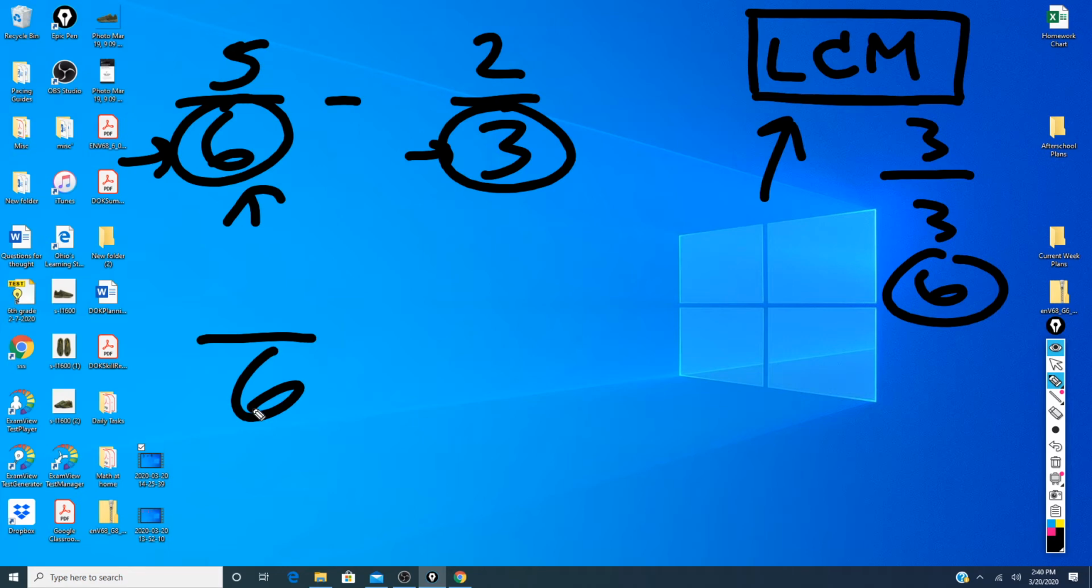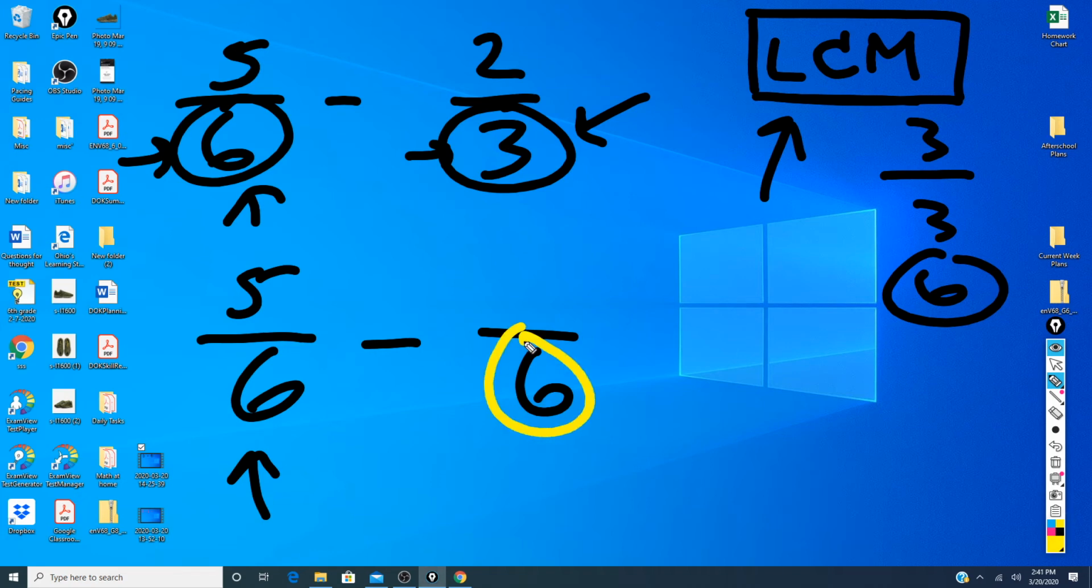So on your left side here, your denominator is 6, so your numerator and denominator will stay the same. 5 over 6 minus, but now the denominator of that second fraction, this 3, becomes a 6. The question then becomes, how do we reach 6 from 3? Well, 3 times what equals 6? That would be 3 times 2 equals 6. So what you do to the bottom, you're also going to do to the numerator. So 3 times 2 is 6, and 2 times 2 is going to be 4.